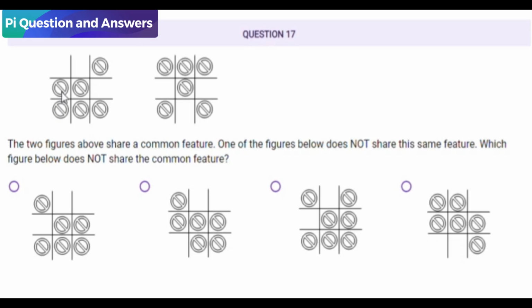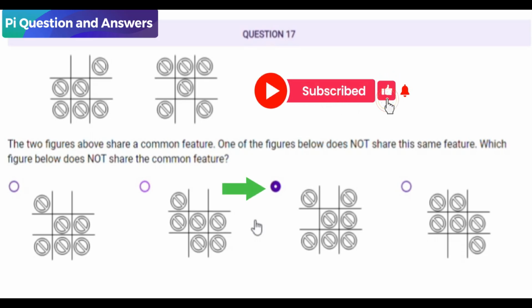Analysis. The common feature identified in the top two figures is the presence of crossed circles in two adjacent rows, specifically occupying the left and middle columns of those rows. By examining each of the figures below, we found that three of them exhibit this feature, while one figure has crossed circles in the left and right columns instead of the left and middle columns in its two adjacent rows with crossed circles. Correct answer: the bottom middle right figure does not share the common feature.